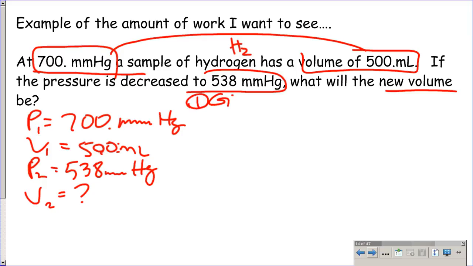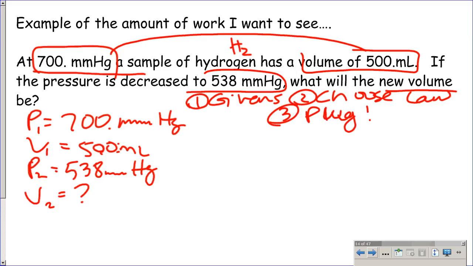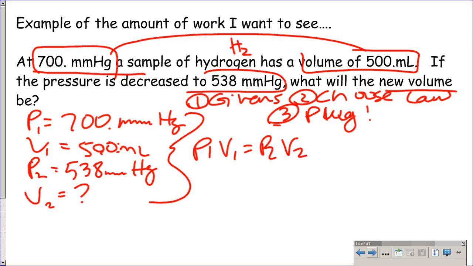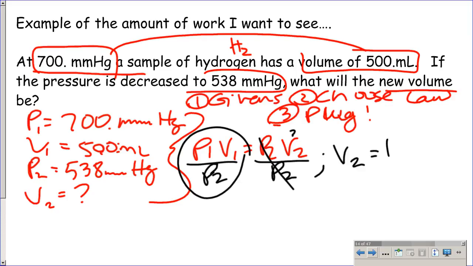So first step is givens. Second step, choose law. Third step, plug it in. Okay? Plug in. So this law is P1V1 equals P2V2. I need to isolate my variable, the one that I'm looking for. So how do I isolate it? Divide by P2 because I'm looking for this one, V2. So divide by P2, divide by P2. So what I've said now is V2 is equal to this mess. V2 is equal to P1V1 over P2. So I'm plugging in my information and moving on. Done. But I'm going to finish up this problem with you.